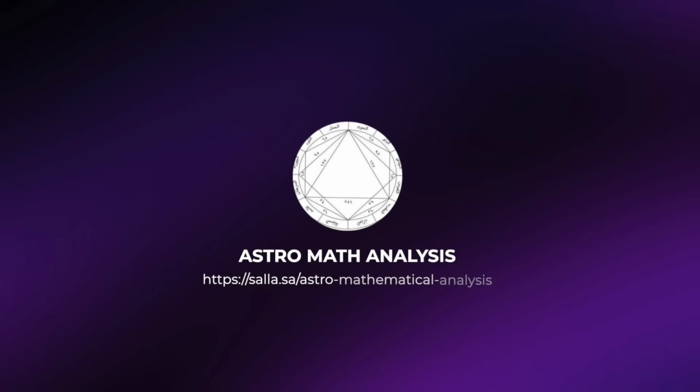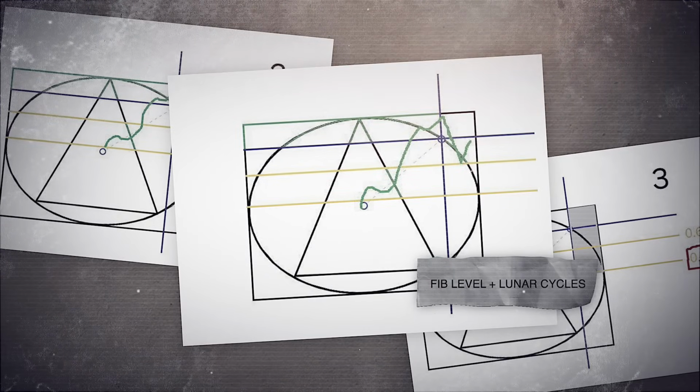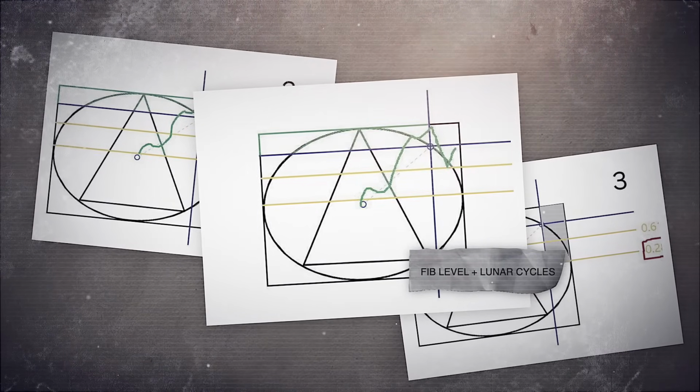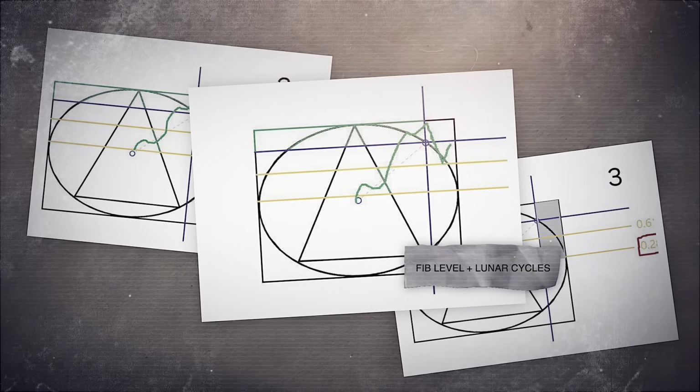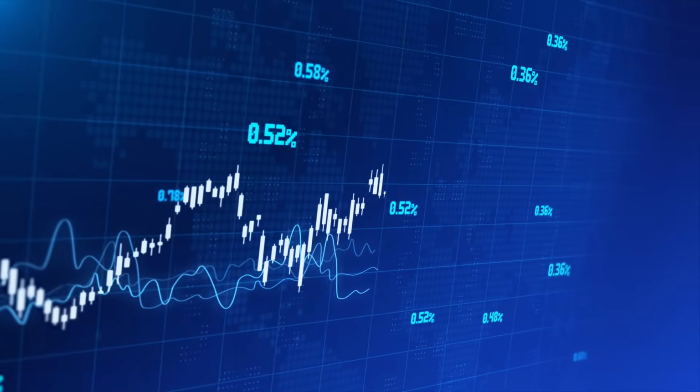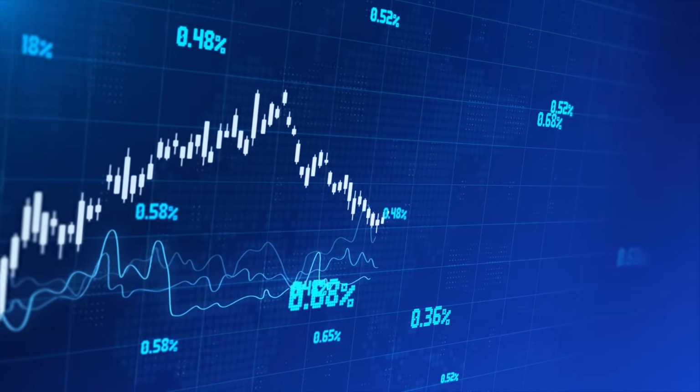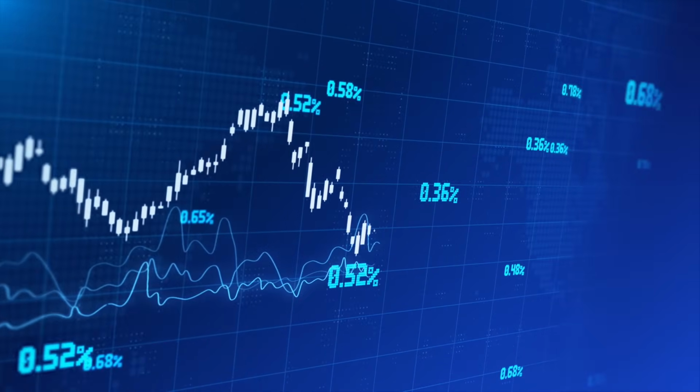So, what is Astromath analysis? In basic terms, it's a charting method that blends traditional technical analysis tools like Fibonacci levels with lunar timing cycles. It sounds a bit out of the box, but it's built on recurring patterns that some traders find useful when trying to anticipate market behavior. Of course, no trading method is foolproof, and this one is no different. It's a tool, not a guarantee, and it works best as part of a broader trading strategy.